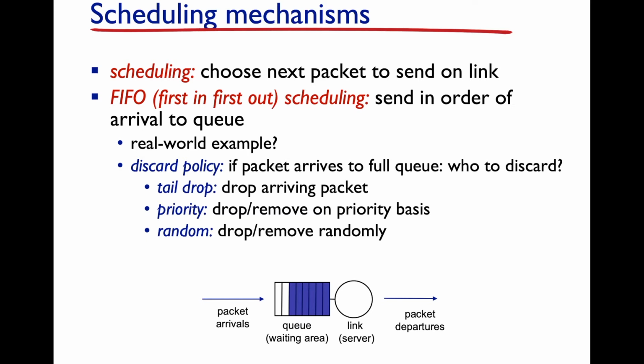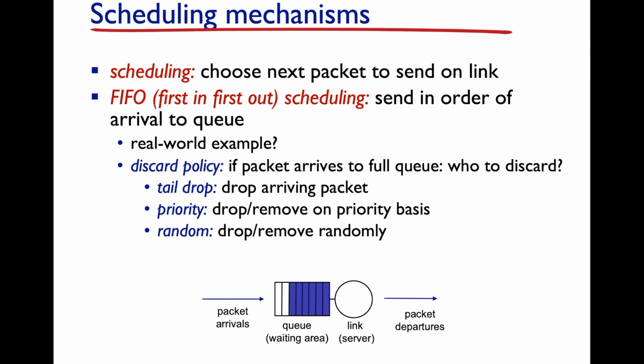Okay, and so the scheduling mechanism is the means by which you choose the next packet from the output port queue in order to decide which one gets transmitted out the outgoing link. And so one way of scheduling is using first in, first out, or FIFO scheduling. You basically send them in the order that they arrive to the queue, because those datagrams that were sent earlier are the ones that tend to be closer to the front of the line.